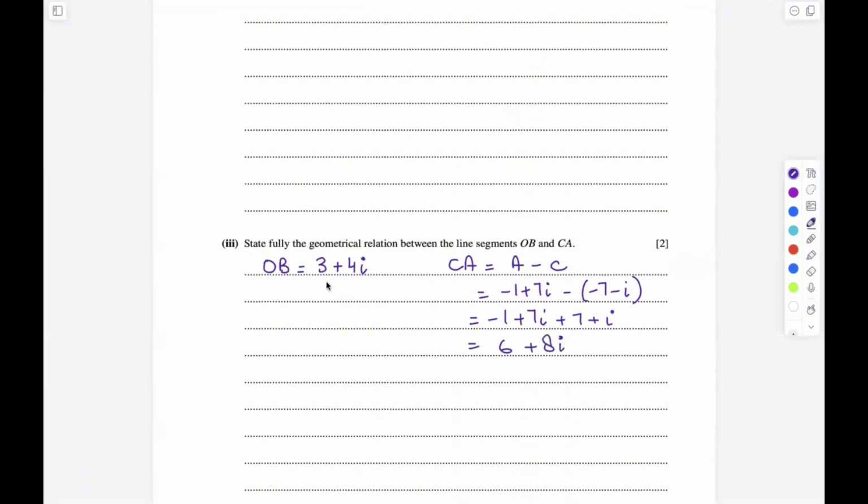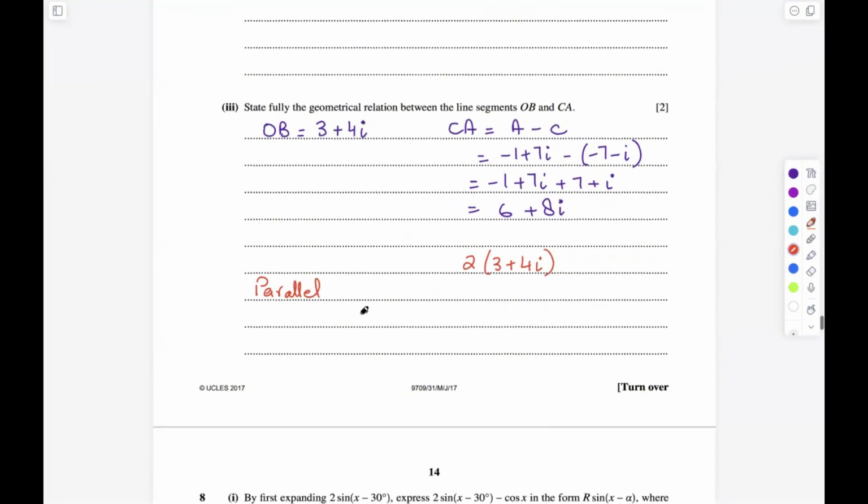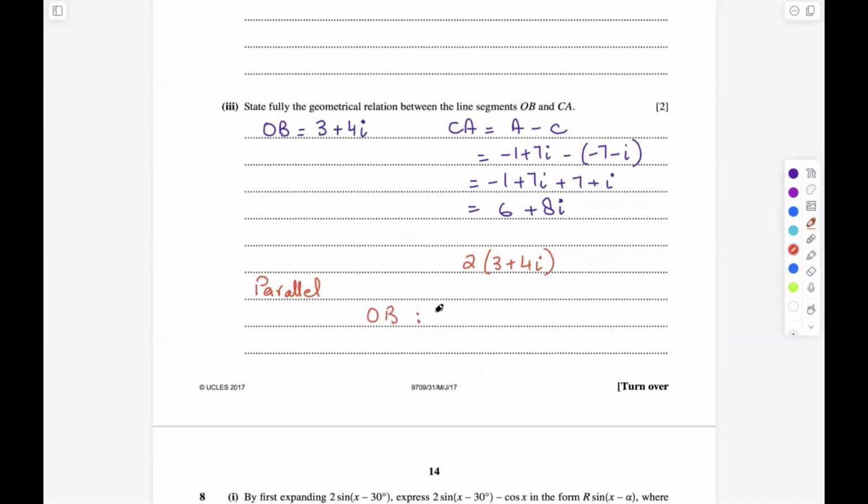Now, once we have both OB and CA, we can see that they are in a particular ratio. So if we take 2 common from CA, we'll get 2 into (3 + 4i), which means the first thing we can say is that OB and CA are parallel. And for the second mark, we'll have to give the ratio. So the ratio of OB to CA will be 1:2. Or we can also write it as CA is basically twice OB. Both answers will be marked correct.